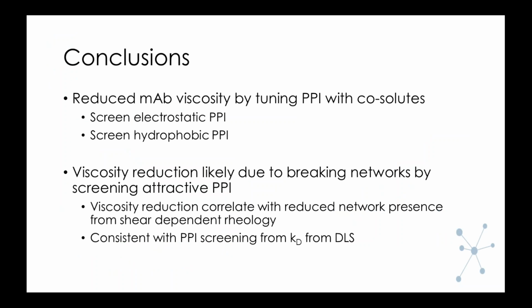So in conclusion, we're able to use co-solutes to successfully screen the short-range attractive interactions to reduce the viscosities for the MAB we were studying. And through a combination of dynamic light scattering and shear-dependent rheology, we believe that these reductions in viscosity are due to the screening of interactions, which are causing a reduction in protein oligomerization and network formation.